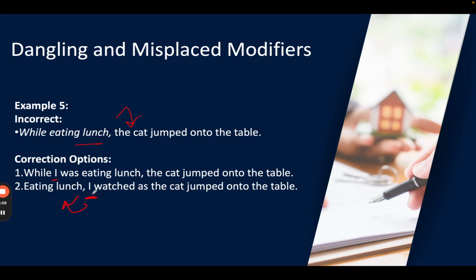Now, guys, this is how you can correct all the mistakes when it comes to subject, comma, modifier placement, or when it comes to a modifier question.